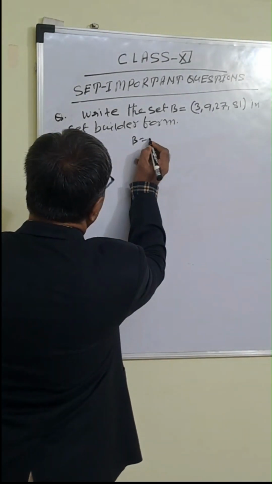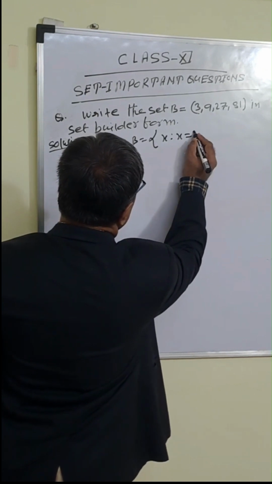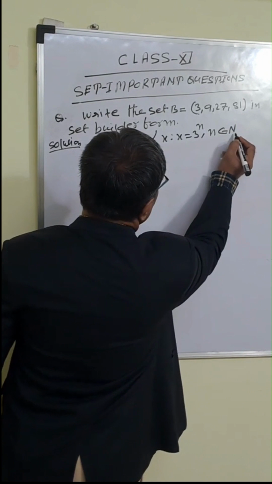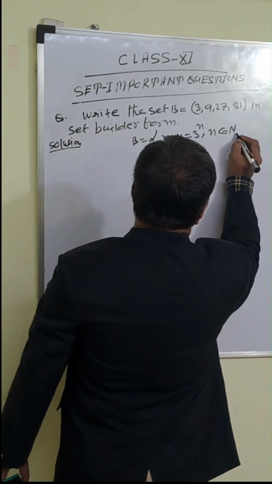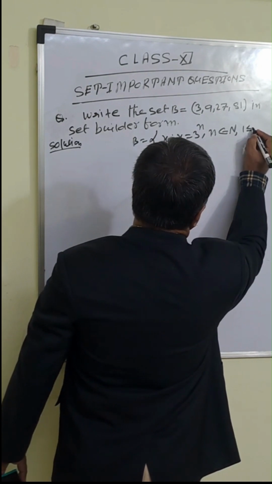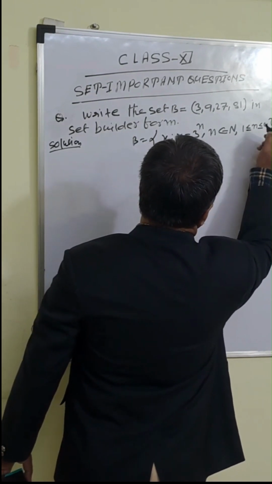See, B = {x : x = 3 to the power n, n is an element of natural number}. And this natural number should be what? That is 1 to 4. So 1 ≤ n ≤ 4.